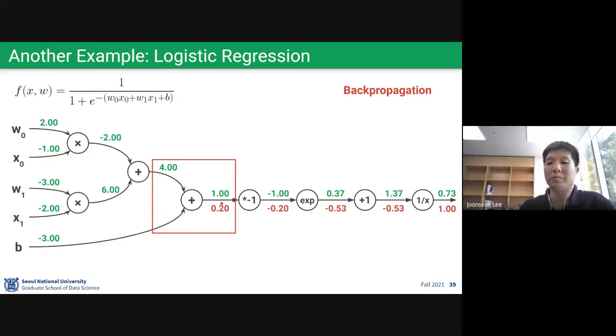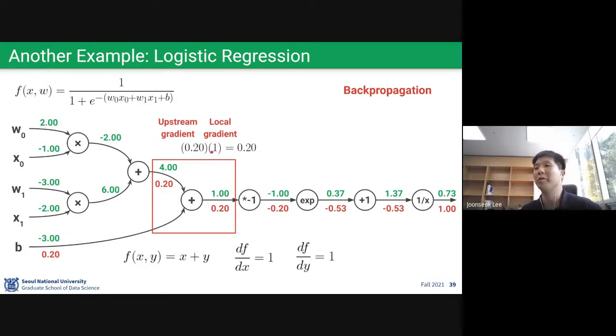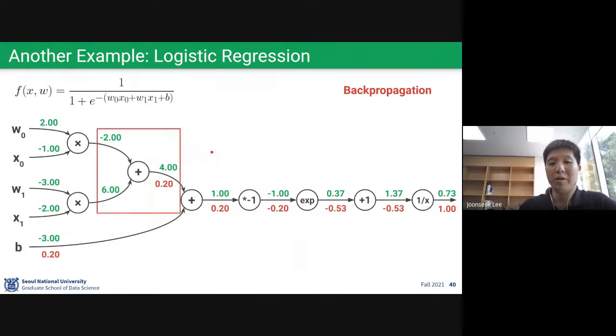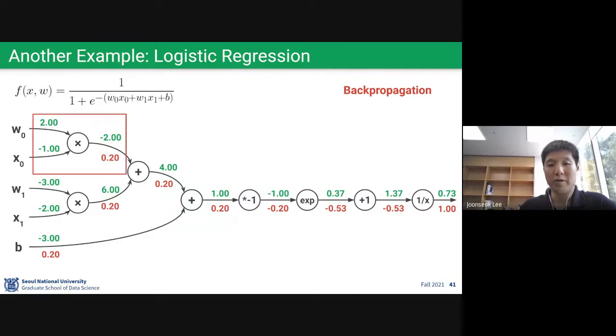And this part is a little bit tricky. We have the addition of two different functions. So f is x and y, and they are summed. When you take the derivative over x and y, both of them are 1. So multiplied by the upstream gradient, which is 0.2, it is distributed to each subtree of this model. And here it is the same. We do the same thing, so 0.2 is distributed.